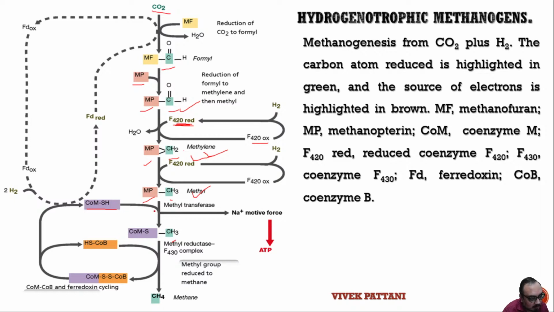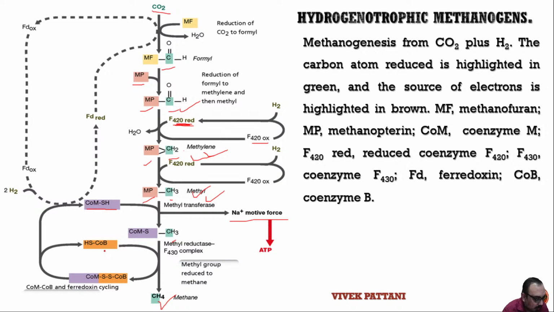The CoM-SH complex gets involved in the reaction with this methyl group. The methyl, which is in combination with methanopterin, is released, forming a methyl complex with coenzyme M, and this methyl group will be reduced to methane. At the same time, a sodium motive force will be generated for the production of ATP.